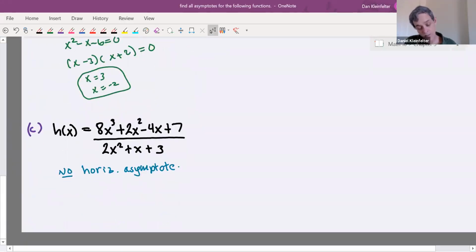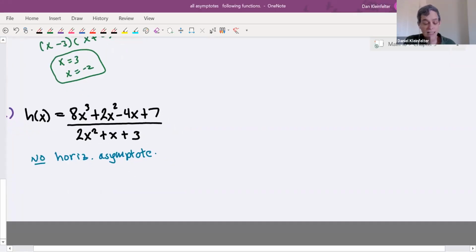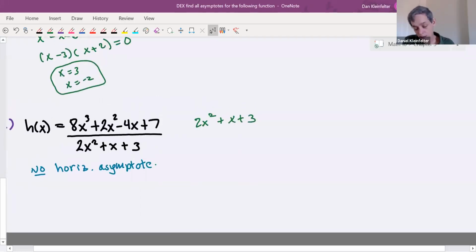All right, last one. For this one, I'm not going to bother checking to see if there's a zero of the numerator that matches one of the zeros of the denominator. Let's just take a look at that denominator, 2x squared plus x plus 3. This thing is quadratic. I don't see how to factor this, so we can just jump straight into the quadratic formula for this.